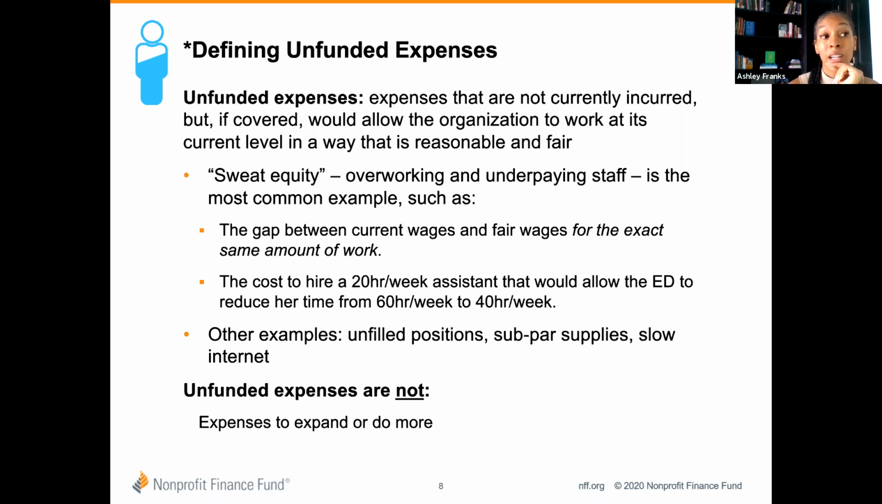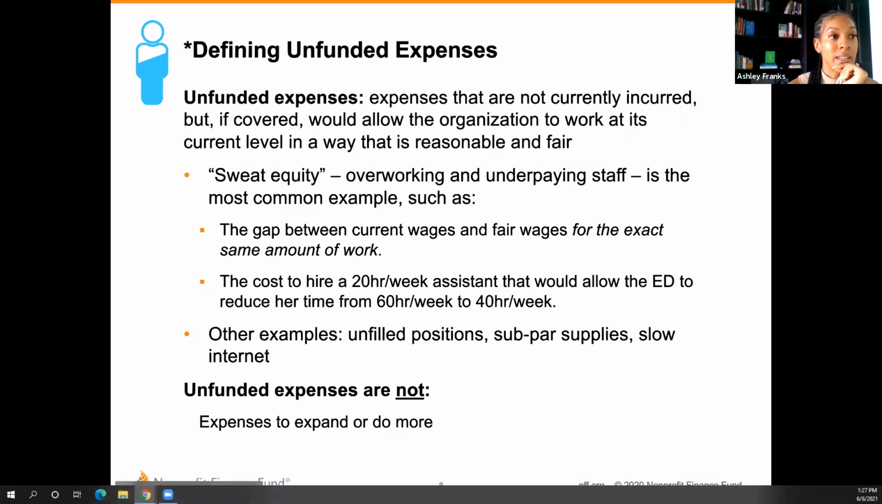Employees using their own electronics. These are all examples of unfunded expenses. Sweat equity is definitely a big one. Over 2,000 volunteer hours a year. And this is something that we actually talk about at NFF, is that we don't see a problem with volunteerism. We know that volunteers do great work and are vital to the missions of so many organizations, but what we don't want to see is forced volunteerism, because organizations can't afford to pay their people, right?